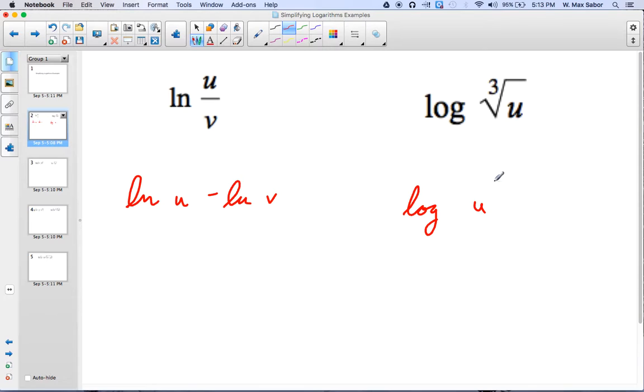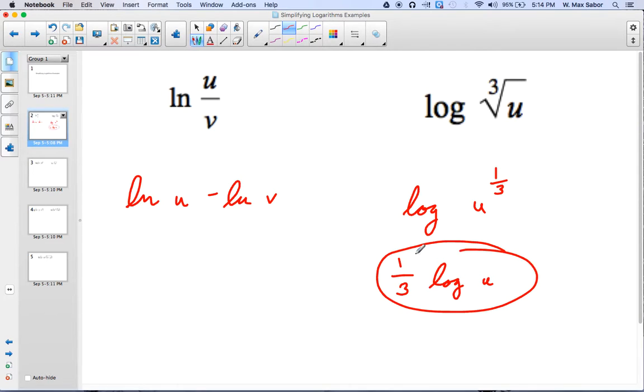We should know that cube root is the same thing as raising something to the 1/3 power. And whenever we have the entire thing that's inside the logarithm raised to a power, that is the same thing as multiplying the entire logarithm by that exponent. So this is going to be the simplest version of log cube root of u.